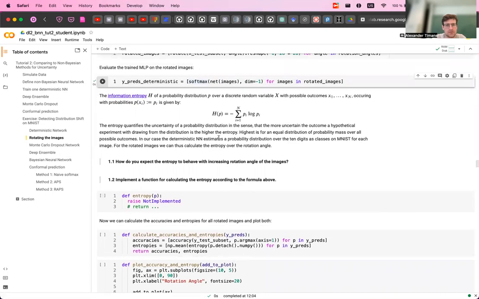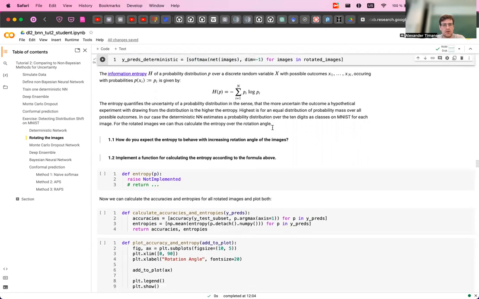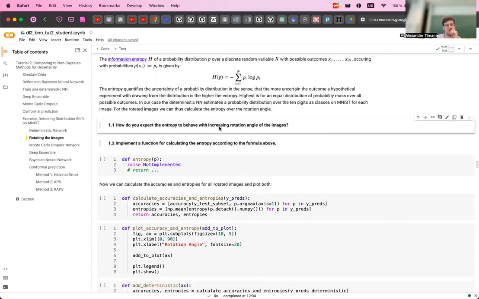Right, and then here there's a little description about the entropy, right? So the uncertainty: the more uncertain, the higher the entropy. It measures the dispersion of probability mass. So if your probability mass is more distributed among the 10 MNIST classes, your model is more uncertain, and you'll record higher entropy. Okay, so the first question would be, how do you expect entropy to behave as you increase the rotation angle?